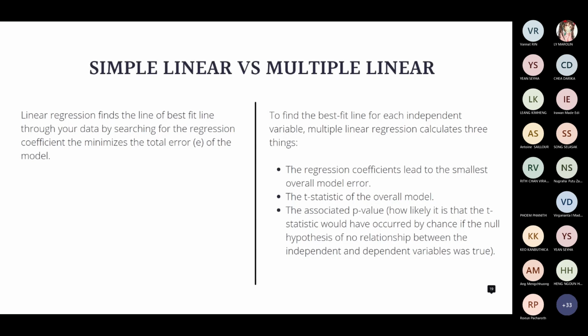But for multiple linear, to find the best fit, we need to calculate 3 things. First, we calculate the regression coefficients that lead to the smallest overall model error. Second, we calculate the statistics of the overall model. And third, we calculate the p-value of the association.